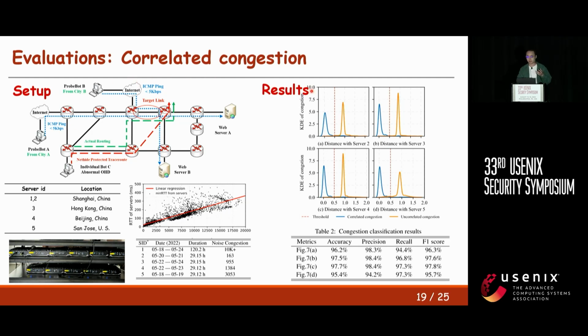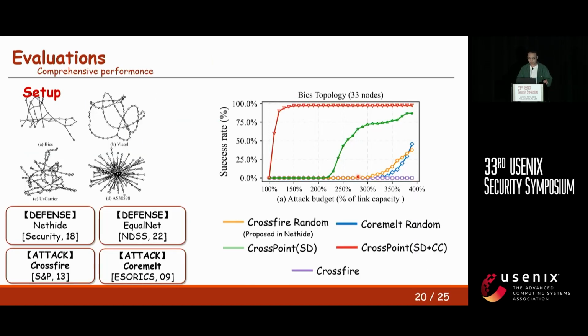And the result is good. From the result, we can see that attackers can effectively identify the shared bottlenecks, even though the internet is very noisy and there is other congestion along the path. We could achieve very good performance.